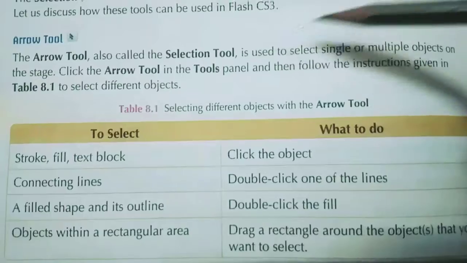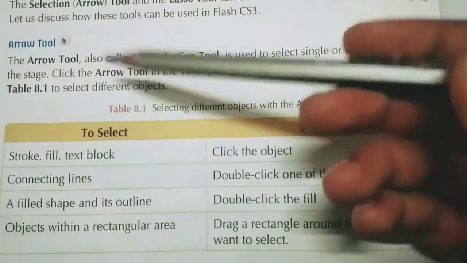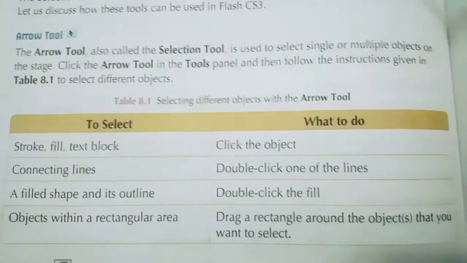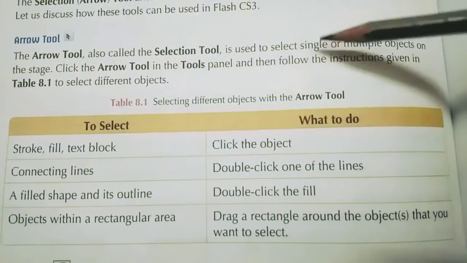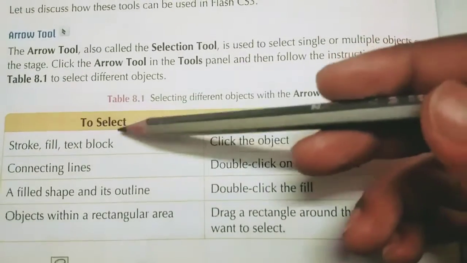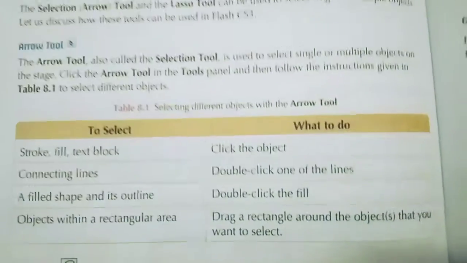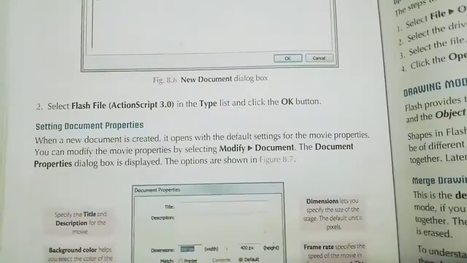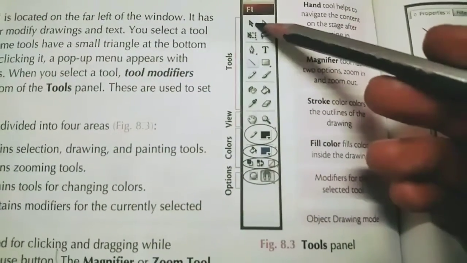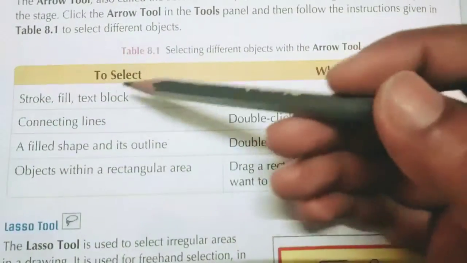The arrow tool, also called a selection tool, is used to select single or multiple objects on the stage. On the stage means the white screen where you draw anything. Click the arrow tool in the tools panel and then follow the instructions given in table 8.1. You can follow the instructions to see how to select different objects with this arrow tool. Where is this arrow tool? Here you can see this is the arrow tool in the tools panel. When you click it, it will come on the stage.